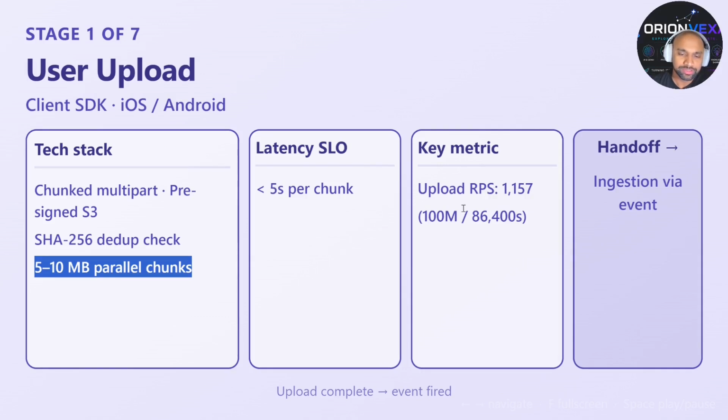Key metrics are for 100 million. This is the key metric: upload RPS is 1157. How are we getting it? 100 million divided by the number of seconds in a day. Then it will hand off to the ingestion.